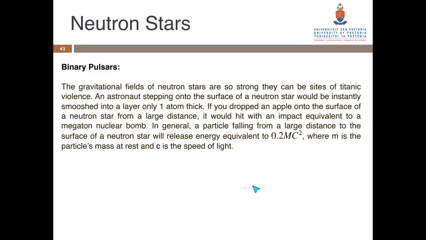The gravitational fields of neutron stars are so strong that they can be sites of titanic violence. An astronaut stepping onto the surface of a neutron star would be instantly smooshed into a layer only 1 atom thick. If you dropped an apple onto the surface of a neutron star from a large distance, it would hit with an impact equivalent to a mega nuclear bomb. In general, a particle falling from a large distance to the surface of a neutron star will release energy equivalent to 0.2 mc squared, where m is the particle's mass at rest and c is the speed of light.